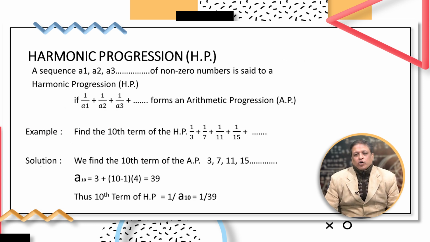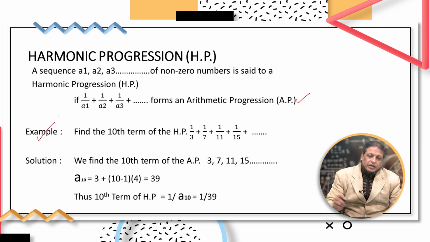We learned about the harmonic progressions, and we understood that arithmetic progression and harmonic progressions are quite closely related. The inverse values of the arithmetic progression represent the harmonic progressions. Likewise, a sequence, say A1, A2, A3, of non-zero numbers is said to be in harmonic progression if 1 by A1, 1 by A2, 1 by A3 forms an arithmetic progression. So, the terms given in harmonic progression and arithmetic progression are interrelated because one is the inverse of the other.